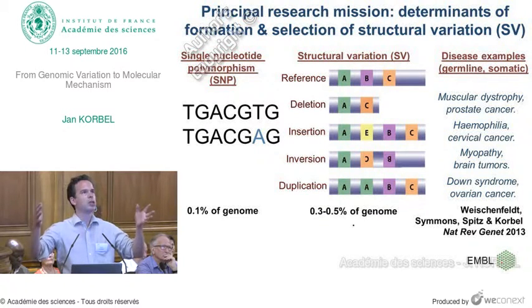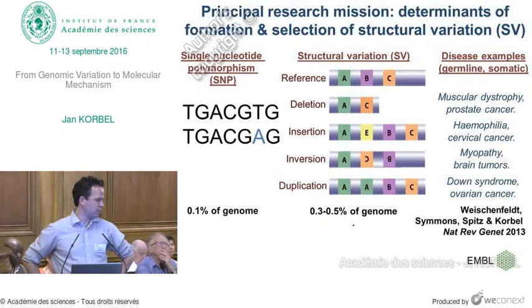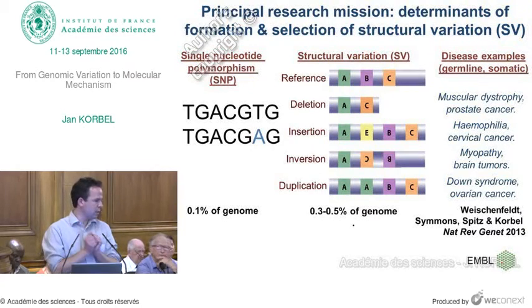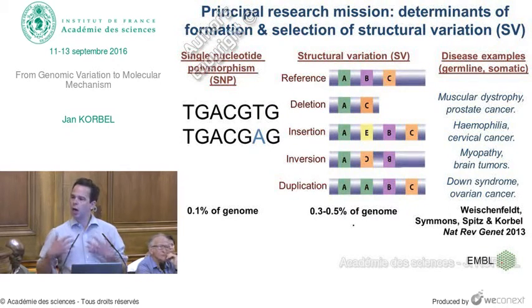These are large differences between our genomes, large chunks of DNA that differ between people. Compared to single nucleotide polymorphisms, the other form of genetic variation we learned about in the prior talk, these forms of variation occupy a bigger part of our genome and hence are assumed to be important and responsible for quite a number of diseases.